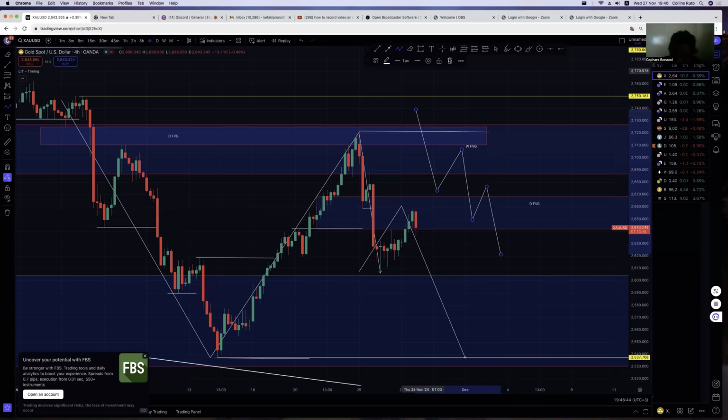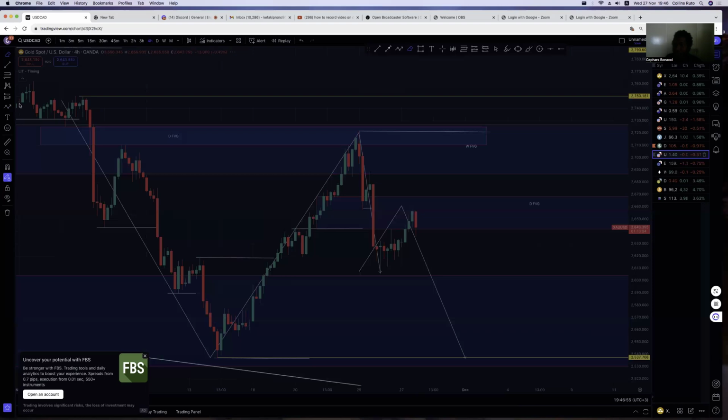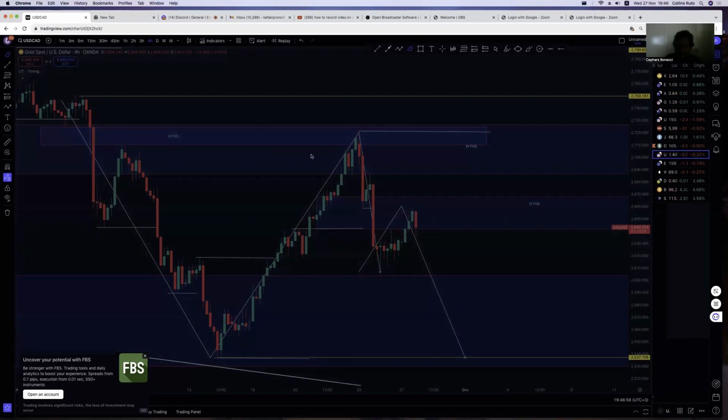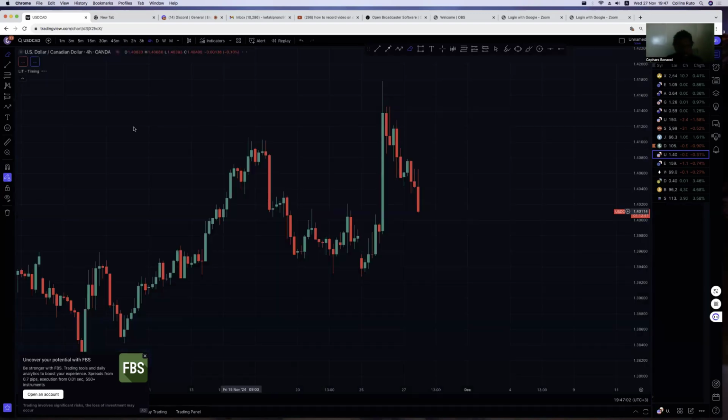For example, let me go really quick to check where the supply and if we go to the what? Let's go to the USD card. USD card. Weekly time frame.